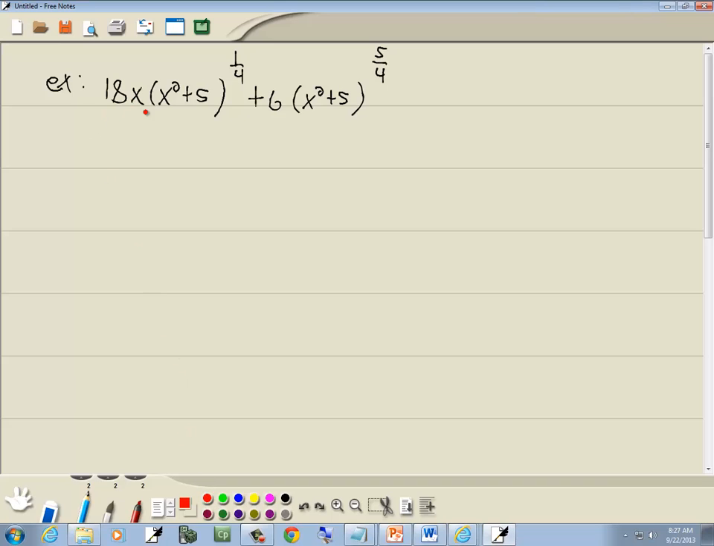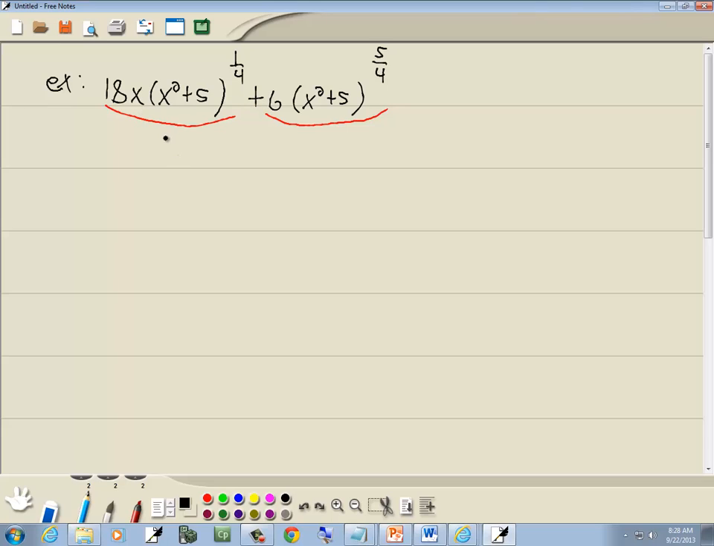First off, let's talk about the groupings here. This is considered one group, and this is considered one group. The reason why these are considered one group is because everything inside is multiplication. This is 18 times (x squared plus 5) to the 1/4. So everything's multiplied together. This one is 6 times (x squared plus 5) to the 5/4. So again, everything's multiplied together. And the plus is what separates them.